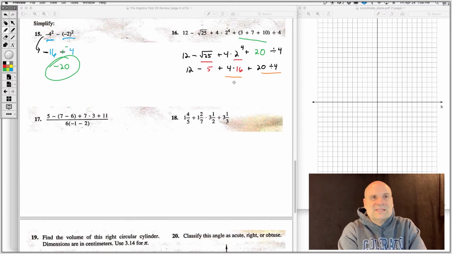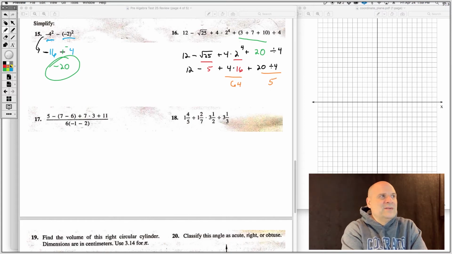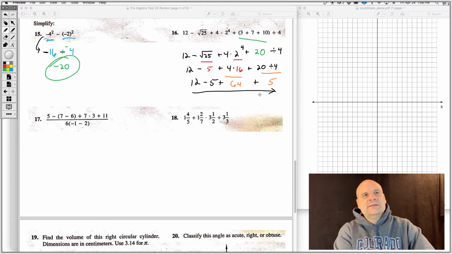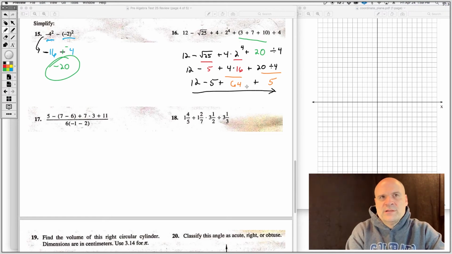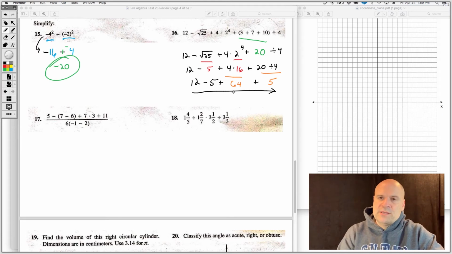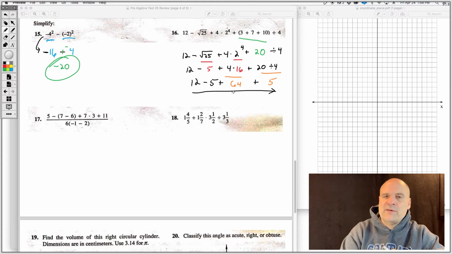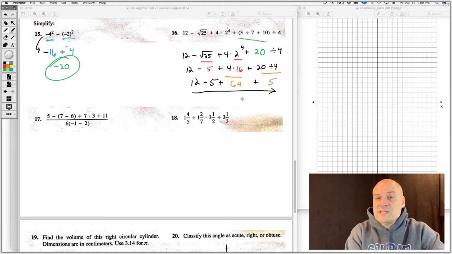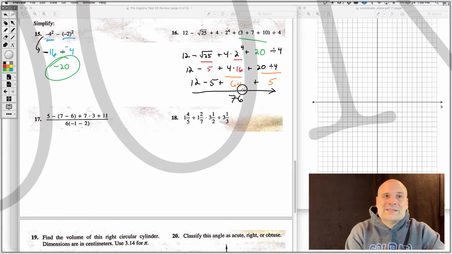4 times 16 is 64. 20 divided by 4 is 5. So everything else is written the same. 12 minus 5 plus 64 plus 5. Now we just go left to right. Okay, don't try to add these first. You're going left to right with addition and subtraction. Addition does not come before subtraction unless it's on the left. So go left to right. 12 minus 5 is 7, plus 64 is 71, plus 5 is 76.